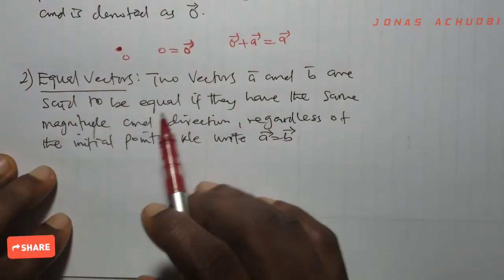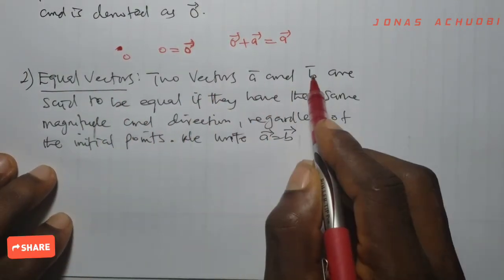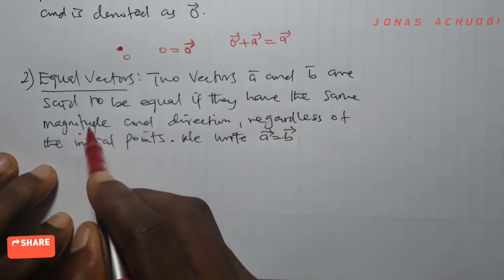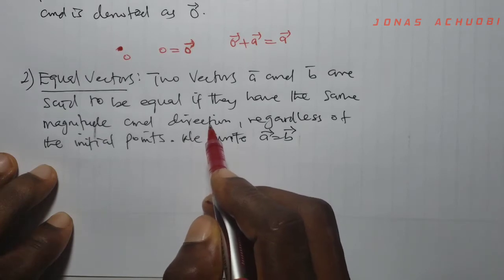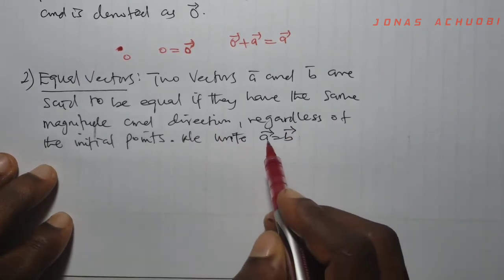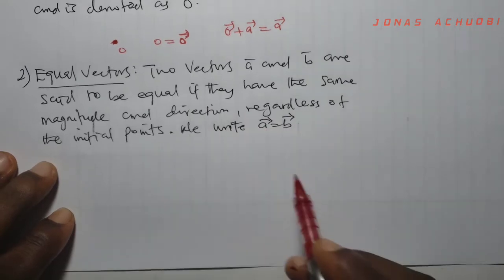Equal vectors. Two vectors, A and B, are said to be equal if they have the same magnitude or size and direction, of course, regardless of the initial point. And we'll write that vector A is equal to vector B.